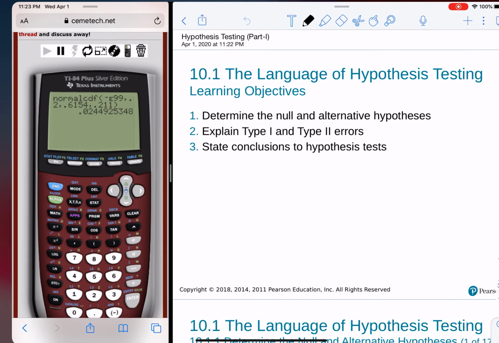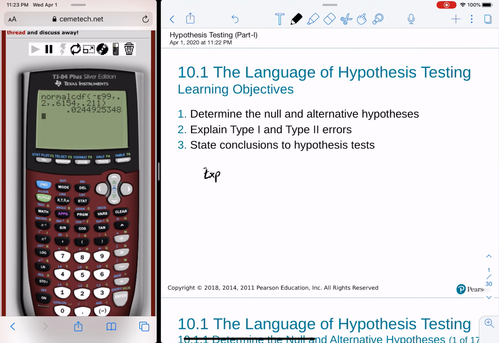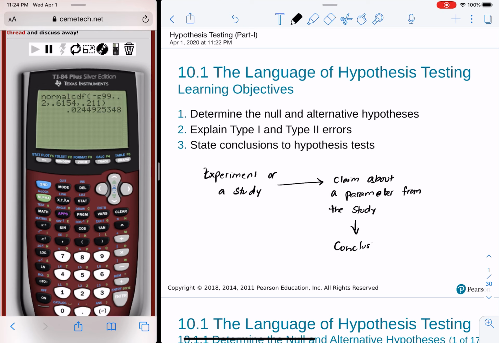So we have an experiment or a study, and we make a claim about a parameter from the study, and we get a conclusion. And the process that is involved right here is hypothesis testing.